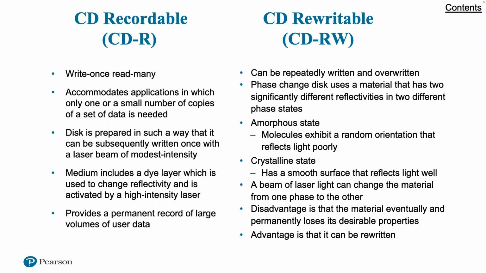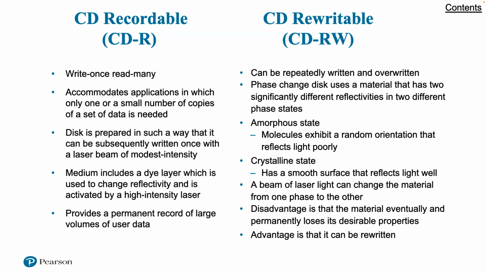Well, now let's talk about some of the other types of things that we listed in our table earlier. We'll talk about the CD writer, or CD recordable, and also the CD rewritable, to accommodate applications in which only one or a small number of copies of a set of data is needed. The write once, read many times CD, known as a CD recordable, CDR, has been developed. For a CDR, a disk is prepared in such a way that it can be subsequently written once and only once with a laser beam of modest intensity.